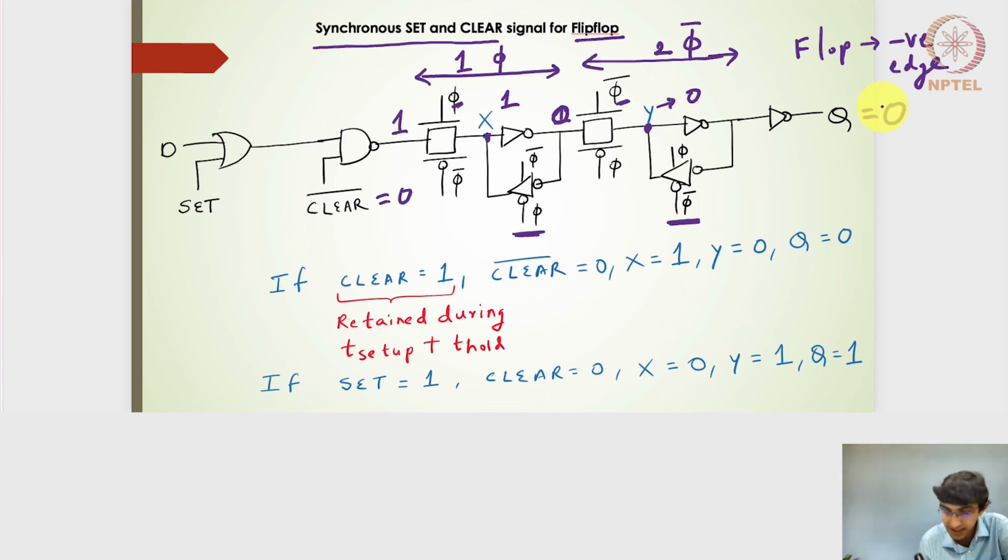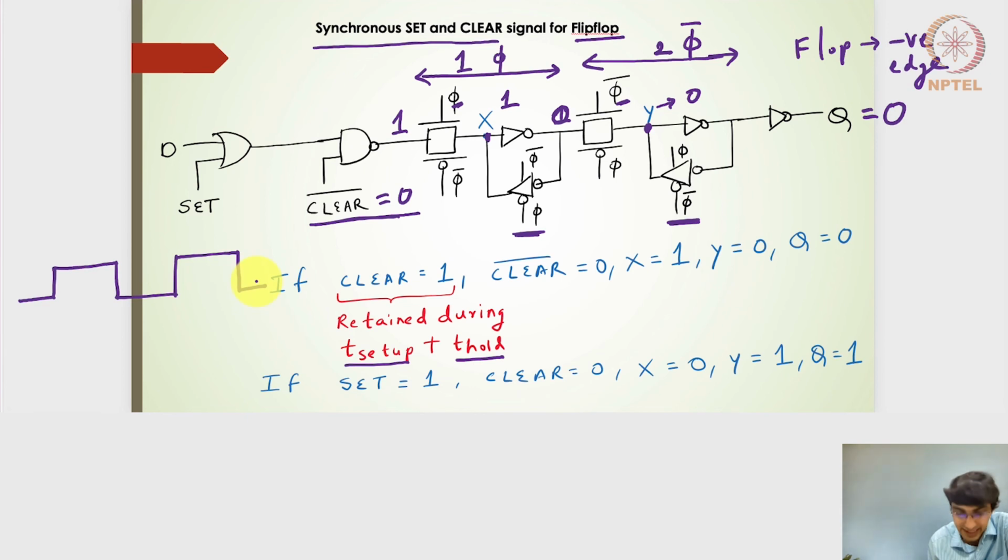But notice that I need to press this clear signal, and it has to be pressed for the entire duration of the t setup time and then the hold time. If I press the clear signal and then release it, then the D will take precedence. So if I have a clock here, I'm drawing the clock signal. We know that latch number 1 operates here, latch number 2 operates here, and so on. And this is a negative edge triggered flop, so I'm drawing the negative edge of the clock.